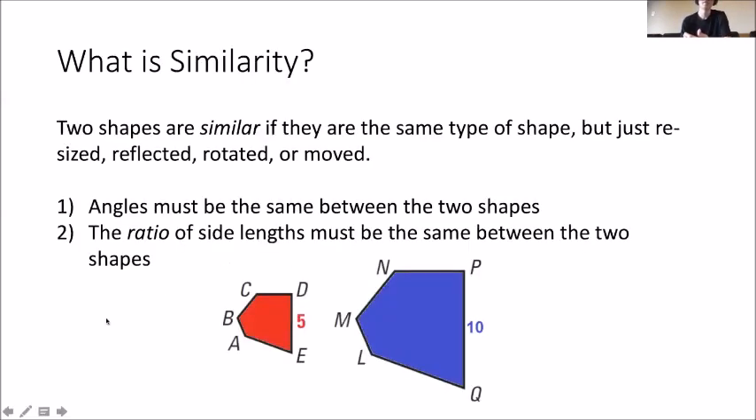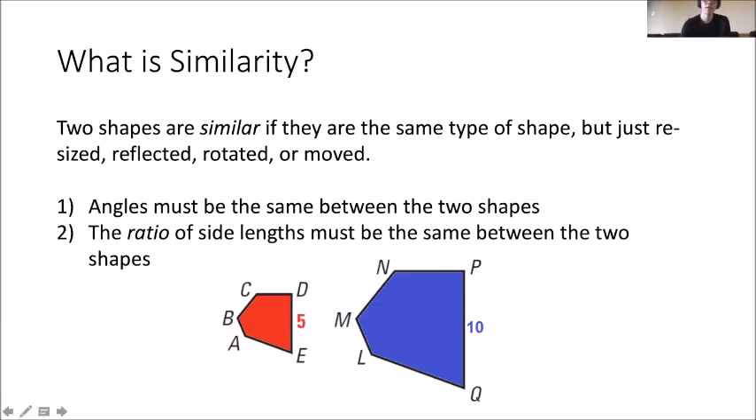So what is similarity? Two shapes are similar if they're the same type of shape, but just maybe possibly resized, reflected, rotated, moved. You can do anything to it as long as it kind of looks the same. That's a really non-rigorous way of explaining it. If you want to be more rigorous, you can describe similarity by, if you have two figures, you make each point correspond to another point, and those corresponding points must have exactly the same angle, and the corresponding sides can be scaled up by a certain ratio.